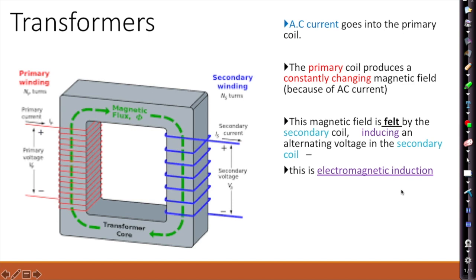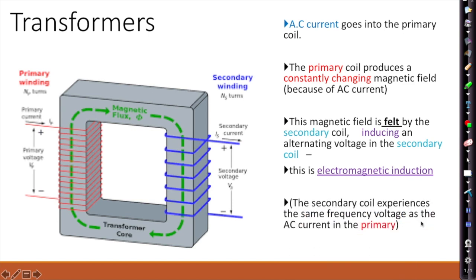This is called electromagnetic induction, and the secondary coil will experience the same frequency voltage as the AC current in the primary. So whatever frequency the voltage is in here, as in how many times per second it's flipping backwards and forwards, this one will flip backwards and forwards by the same number of times per second.